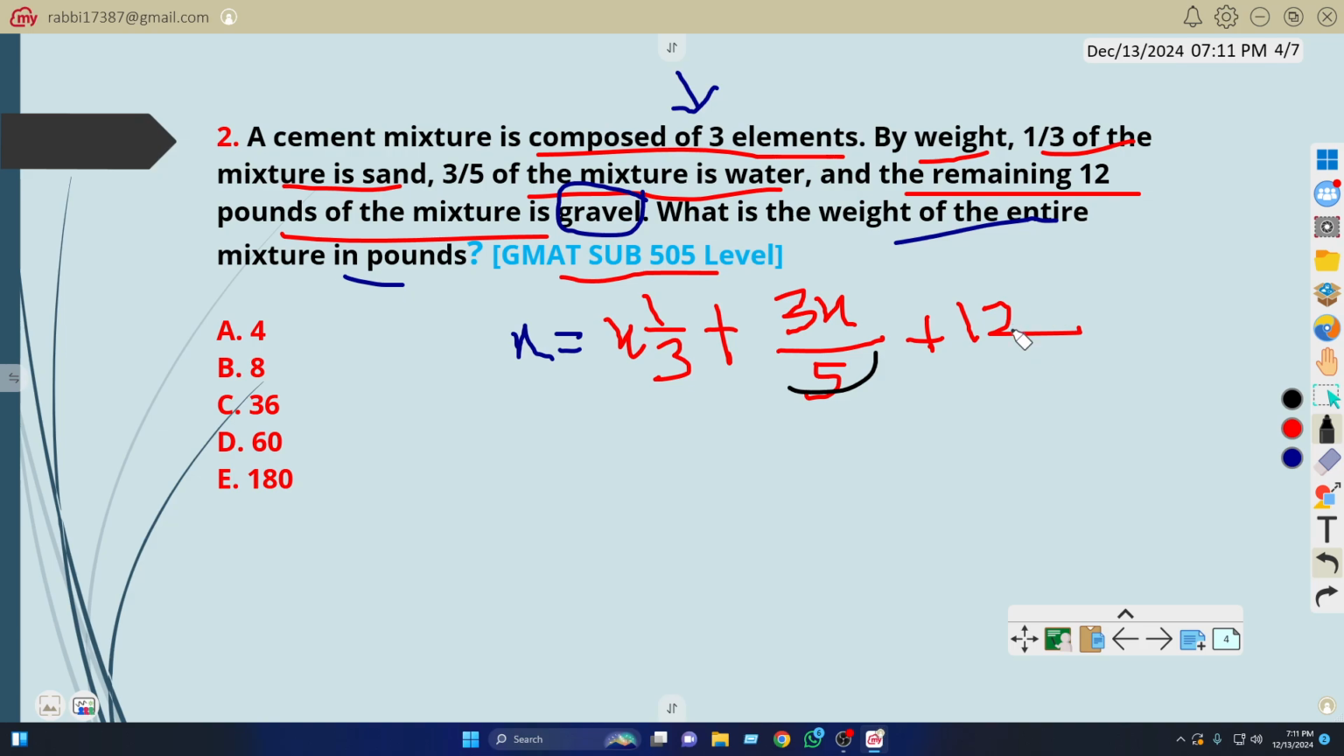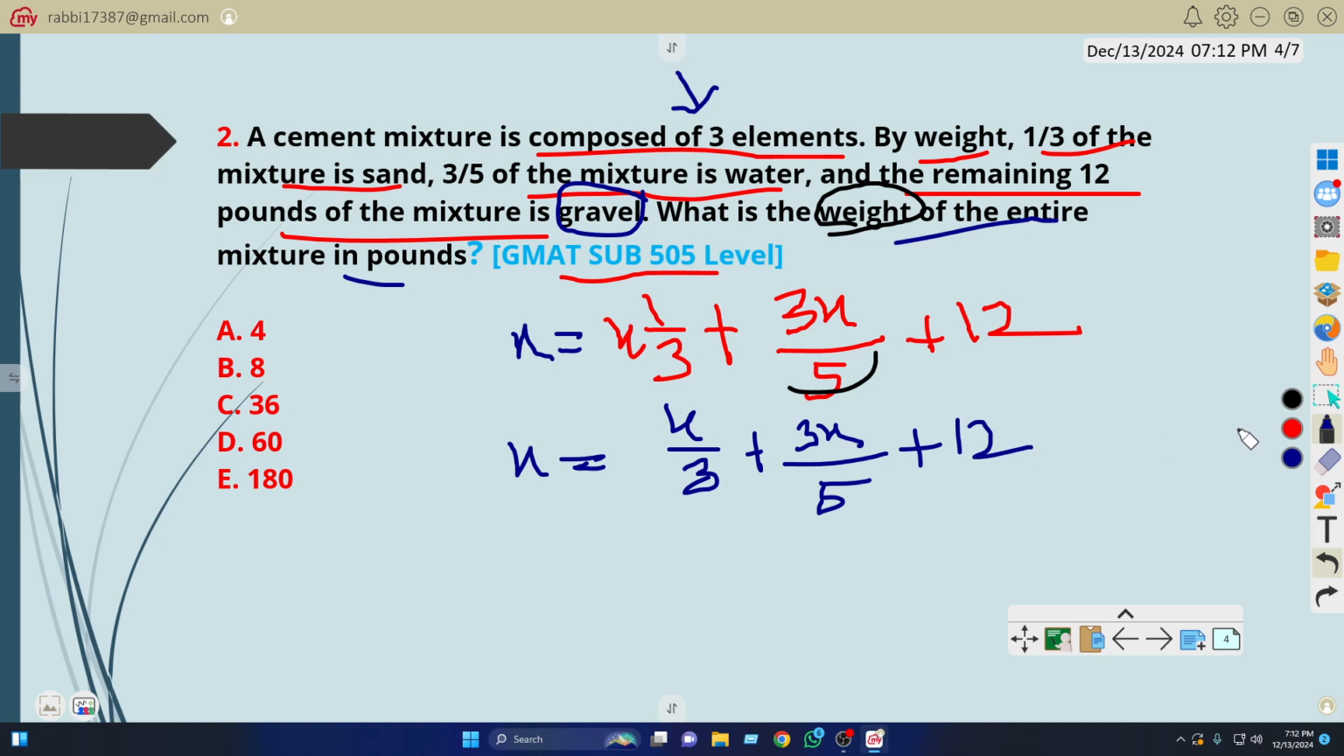Because this question also says the 3 types of mixtures compose the total weight of the cement, and we can easily identify the total weight. So we need to solve these equations. First, x is equal to x divided by 3 plus 3x divided by 5 plus 12. So we need the LCM.